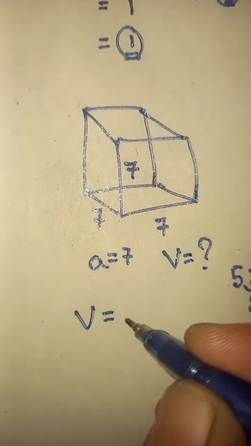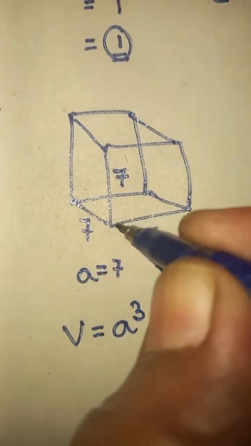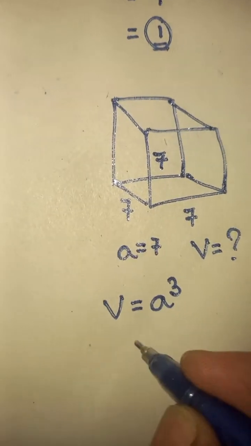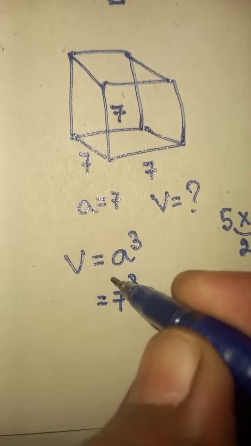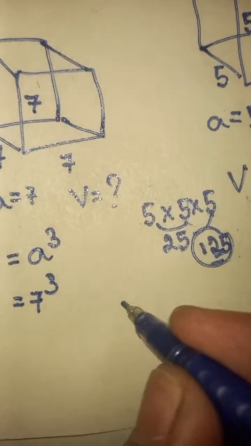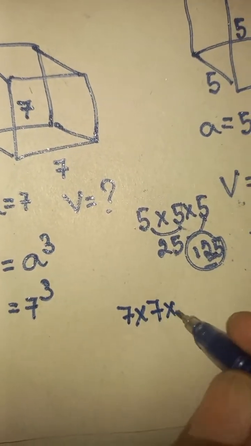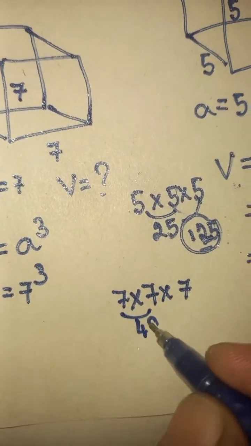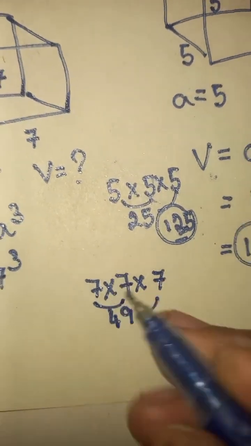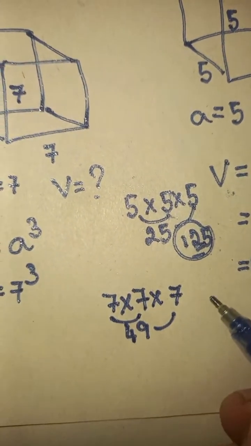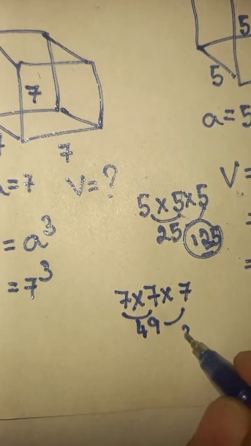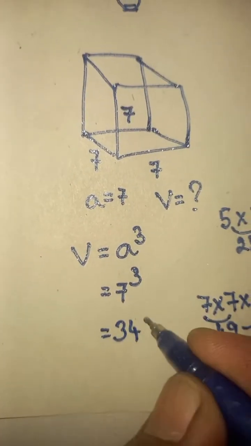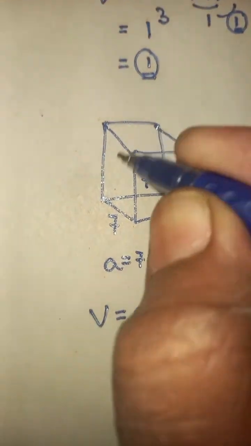The volume of the cube can be written as a cubed, that is edge length times edge length times edge length. So it's going to become 7 cubed. 7 cubed means you need to multiply 7 by itself 3 times: 7 times 7 times 7. 7 times 7 is 49. 49 times 7 is 343. So 343 cubic units is the volume of this cube.